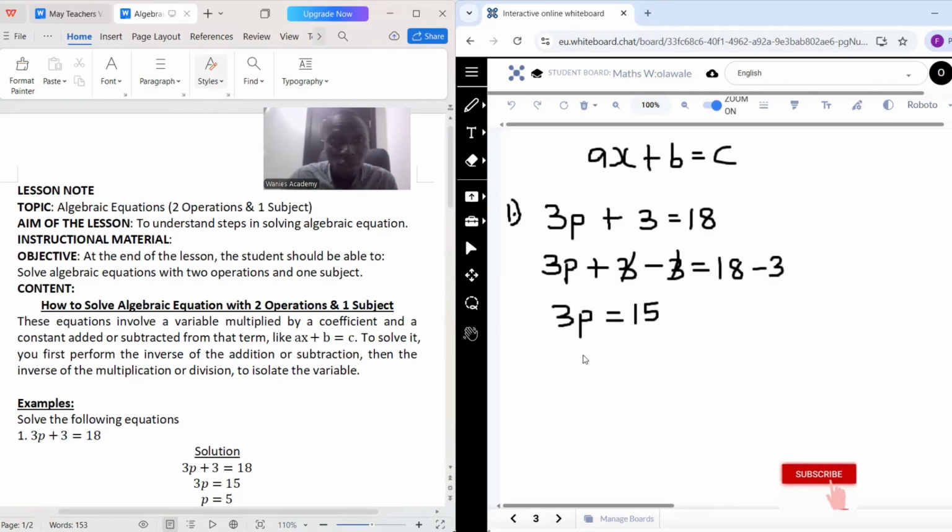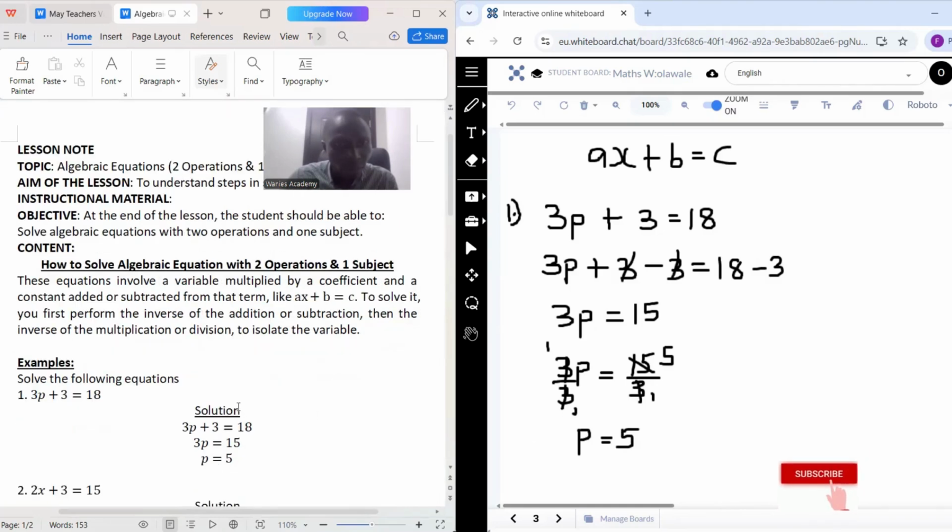The next thing I want to do here is to divide both sides of the equation by 3. So we're going to have 3p divided by 3 equals 15 divided by 3. Because 3 divided by 3 gives us 1, then 15 divided by 3 here, we're going to have 5. We're going to have our p now to be equal to 5. That's for the first example.